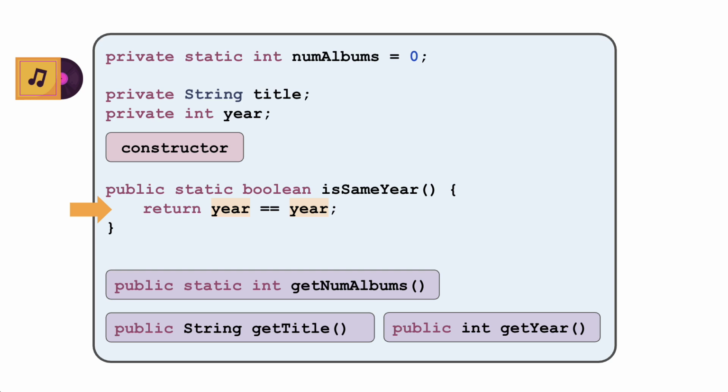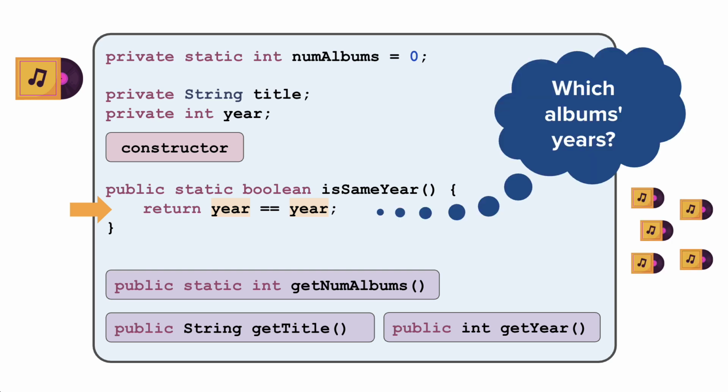Compiler error aside, there's also a logical error here. The method isSameYear is trying to compare the years of two different albums, but as written, the computer is left wondering, which album's years are these referring to? There may be 20 different album objects in the program, each with their own year.